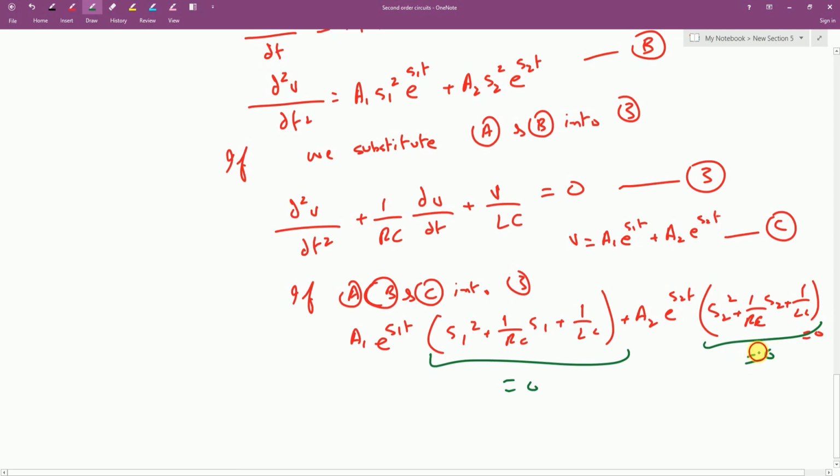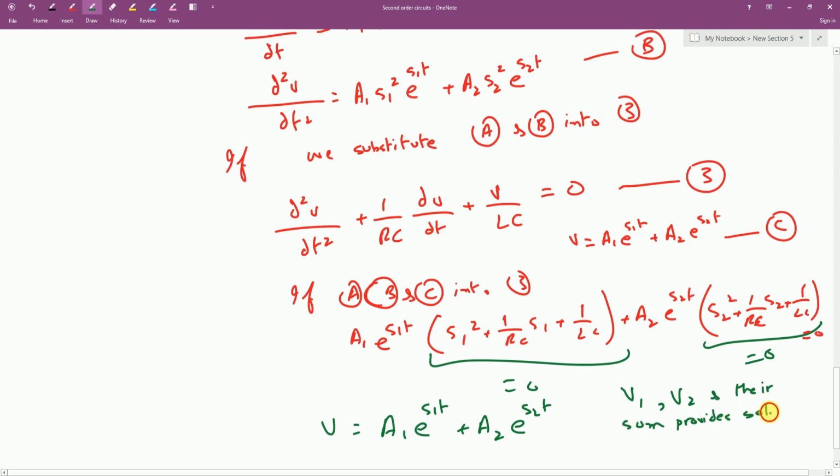These two terms are equal to 0 because we have earlier discussed that this cannot be a solution, and therefore v is equal to a1 e to the power s1 of t plus a2 e to the power s2 of t. So it is shown that not only v1 and v2 are a solution, but their sum is also a solution. So v1, v2 and their sum provide a solution to find Vt.